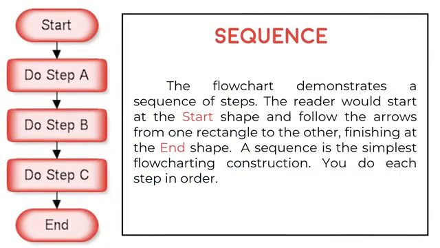First structure is called sequence. The flowchart demonstrates a sequence of steps. The reader would start at the start shape and follow the arrows from one rectangle to the other, finishing at the end shape. A sequence is the simplest flowcharting construction. You do each step in order. If your charts are all sequences, then you probably don't need to draw a flowchart. You can type a simple list using your word processor. The power of a flowchart becomes evident when you include decisions and loops.